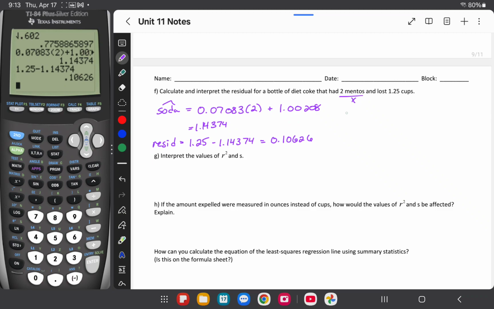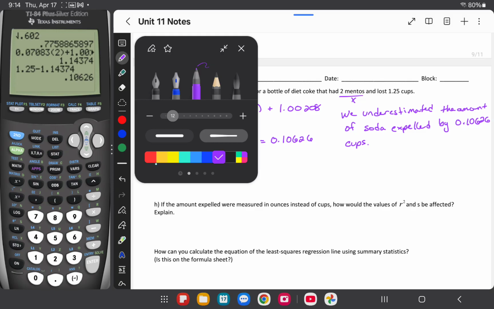In our calculator, 1.25 minus that previous value is 0.10626. So what we can say is that we underestimated the amount of soda expelled by 0.10626 cups. And now we are ready to do a couple more interpretations.